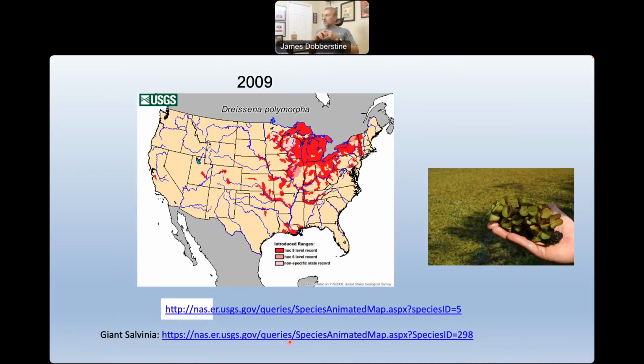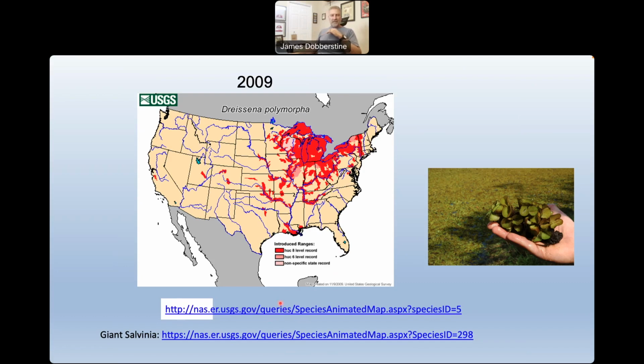There is quite a bit of information here. I have a white box on there, but in any event, you can copy these links if you want. I'll put them in the notes. They're actually animations that show you the spread of these mussels. And then there's another one for giant salvinia, which is another invasive, and it's a problematic one here in Texas. Zebra mussels, not so much here in Texas yet. I suspect that will be.